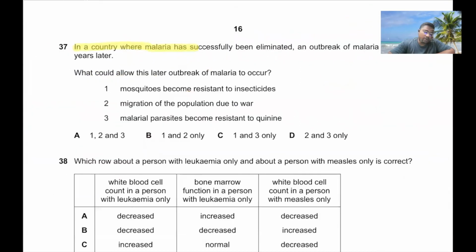37. In a country where malaria has successfully been eliminated, an outbreak of malaria can occur years later. What could allow the later outbreak of malaria to occur? Mosquitoes become resistant to insecticide. All right, yes, mosquitoes can become resistant to insecticide. Migration of the population due to war, yes, this can bring in infected people. Those then can infect the mosquitoes and then people can get infected. Malarial parasites become resistant to quinine, yes. So 37A should be the correct answer.